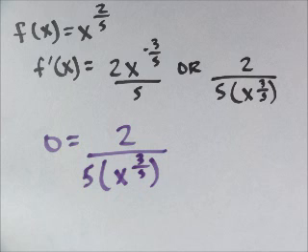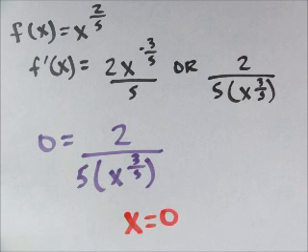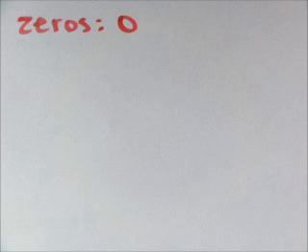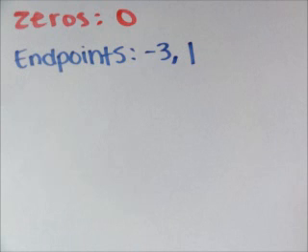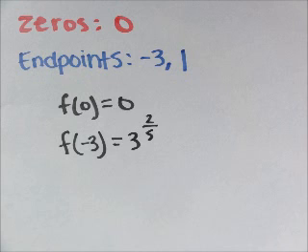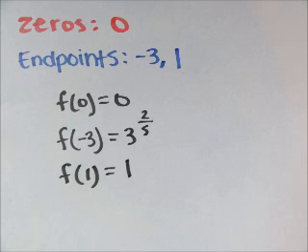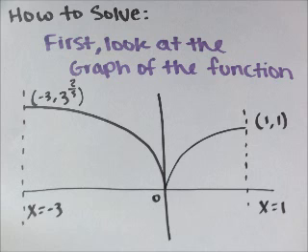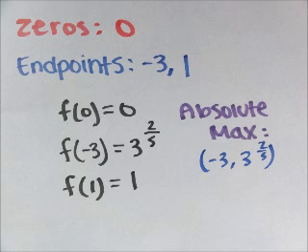Finally, we are going to plug the 0 back into the original equation, along with the restraints, or endpoints, given in the problem. f of 0 equals 0, f of -3 equals 3 to the 2/5, f of 1 equals 1. By looking back at our graph, we can see that there is an absolute max at -3, 3 to the 2/5, and an absolute minimum at 0, 0.